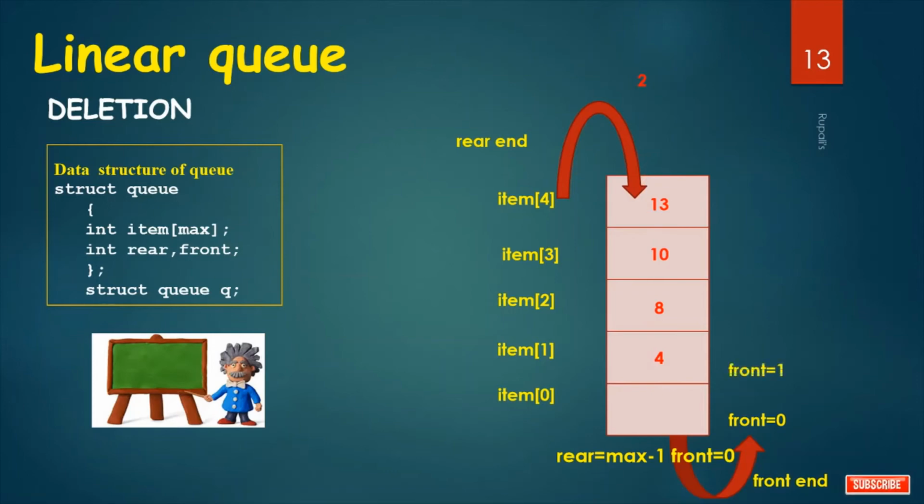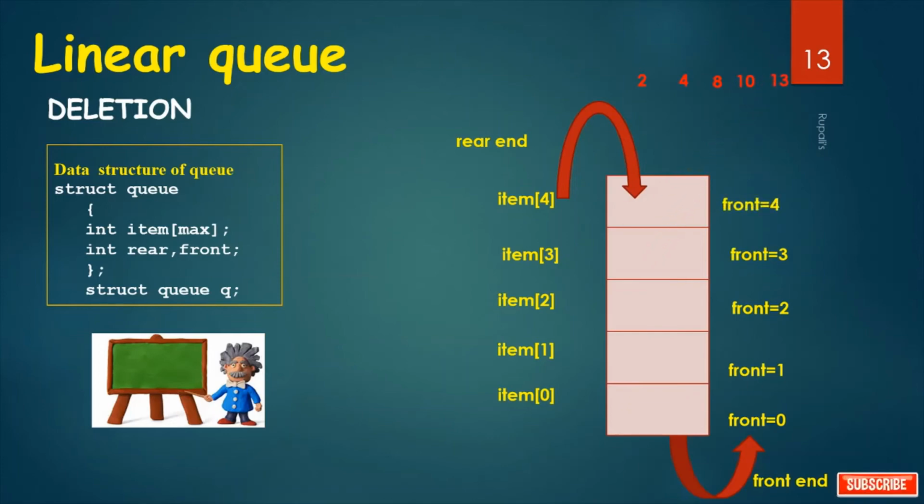Front is 1, delete the element. Increase front, front is 2, delete the element. Increase front, front is 10. See the value of front and item 3. So I can write item front. Okay. Delete the element. Increase front, delete the element.